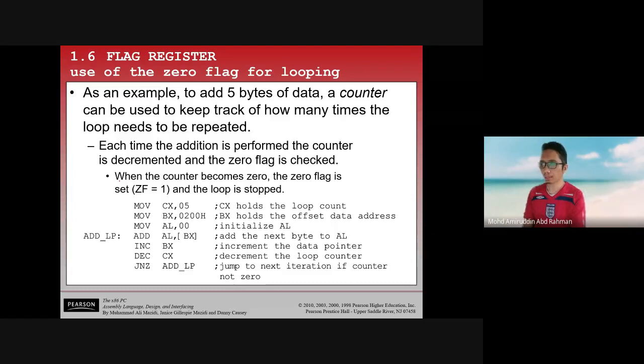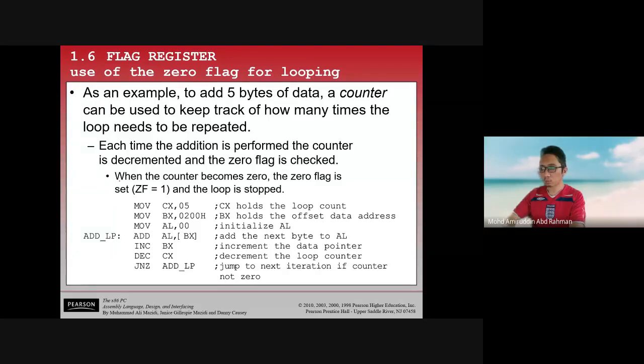Then we add the next byte to AL, so BX is added to AL. Then INC increments BX, so we increase the data pointer by 1. When we move the data pointer by 1, it becomes 0201. Then we decrement CX, so CX now becomes 4.